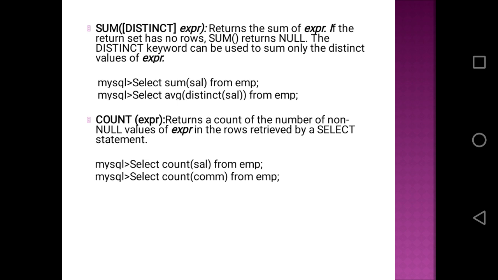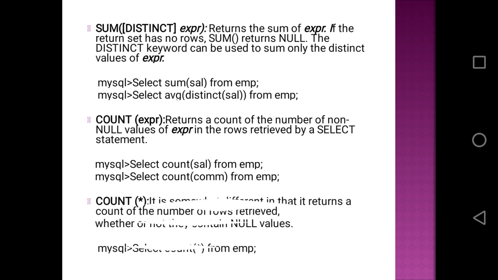Now count expression. Count expression returns a count of the number of non-null values of expression in the rows retrieved by a select statement. Suppose you passed a column name to count, so it will count only non-null values, and it is the difference between count expression and count star also. Count star will return the total number of rows including null values.